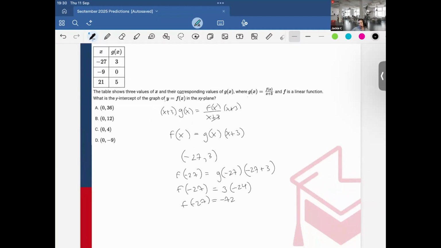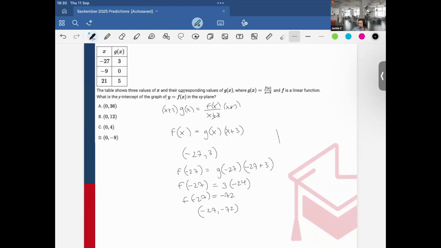So that means the new coordinate pair here would be (negative 27, negative 72). And then I would want to get one other pair of coordinates. Let's just do the next one, negative 9, 0. Same exact thing: f of negative 9 is equal to g of negative 9 times negative 9 plus 3. And we know g of negative 9 correlates to the 0. So that's really just equal to 0 times negative 6, which is 0 again. So I know here it would be (negative 9, 0). That coordinate would just stay the same. Okay, so I have two coordinates.